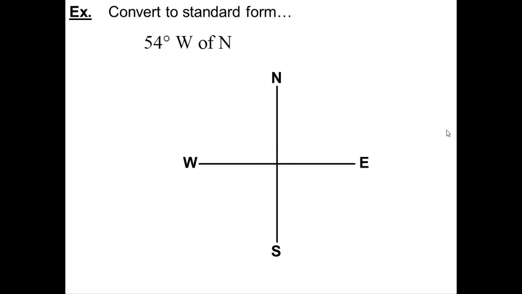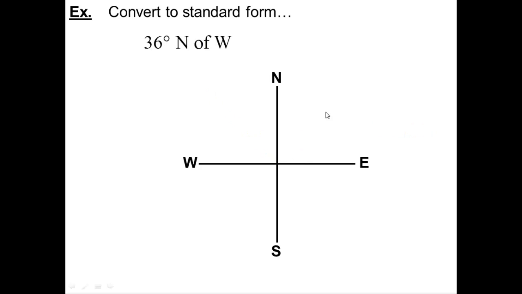Give this one a try, 54 degrees west of north. So if we are 54 degrees west of north, we're in the northwest quadrant, and we are west of north, which means we are measuring to the west from north. So this would be 54 degrees right here. So to convert that to standard, let's go all the way back to the x-axis, tack on an extra 90 degrees to that 54, and we get 144 degrees.